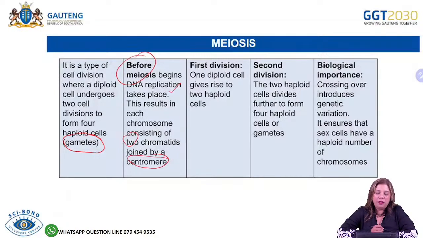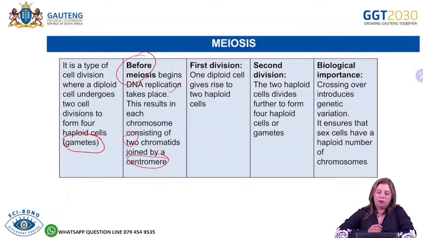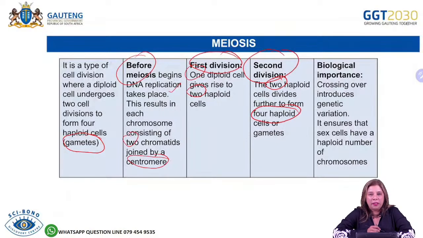Okay, we've already touched on this, but we need to know the whole preparation of DNA replication. And then meiosis is divided into two parts. There is meiosis 1, which is the first division, and there's meiosis 2. In meiosis 1, we have 1 diploid cell, which gives rise to 2 haploid cells. In meiosis 2, we have 2 haploid cells, which give rise to 4 haploid cells or gametes. So that is a distinguishing feature between meiosis 1 and meiosis 2.